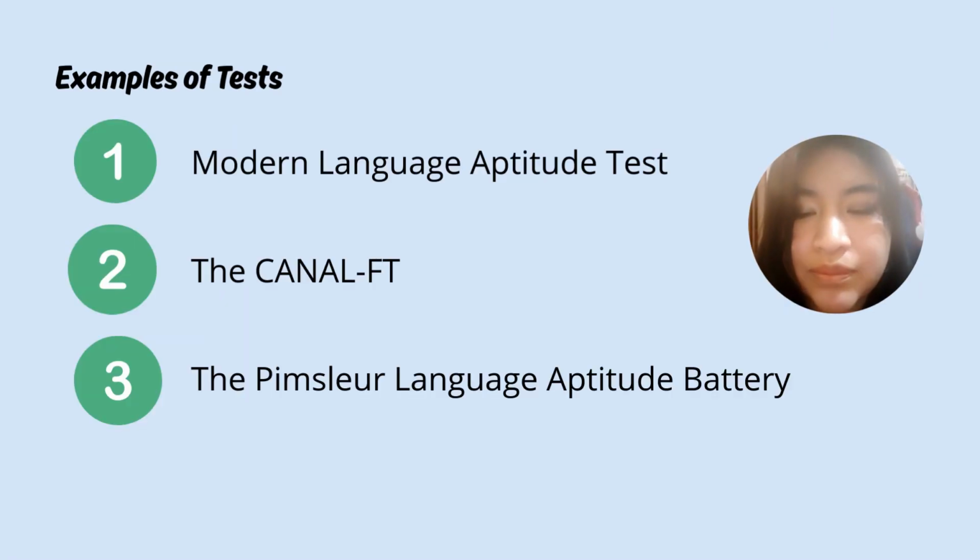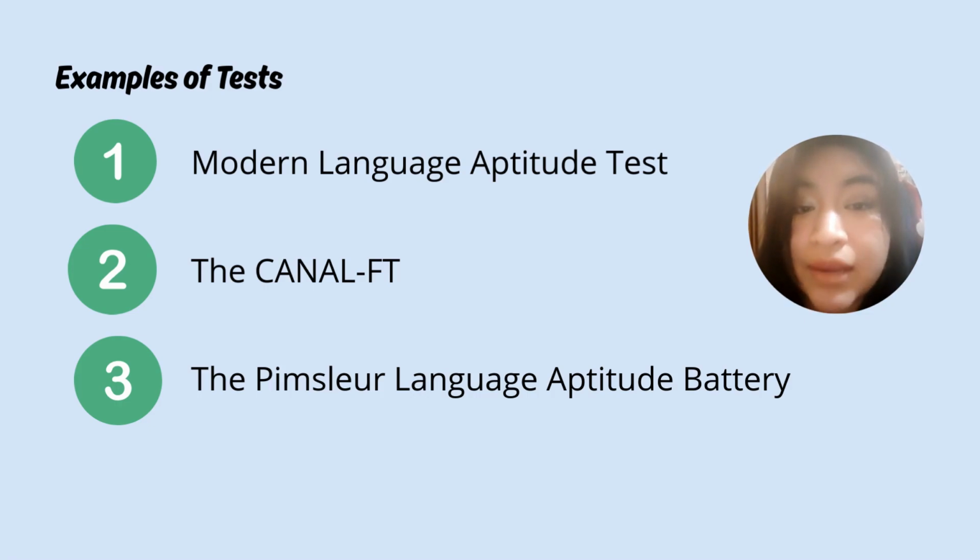Here we have some examples of these tests. The first one is the Modern Language Aptitude Test. That predicts success in learning a second language. It measures abilities like memory, phonetic coding, and grammar analysis, but it is limited by cultural bias and its time-consuming nature.